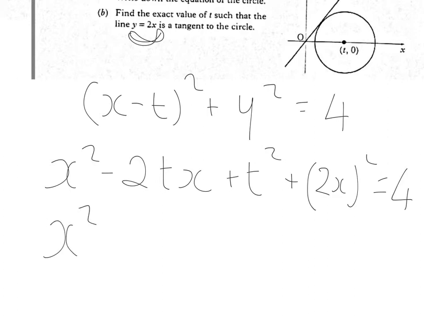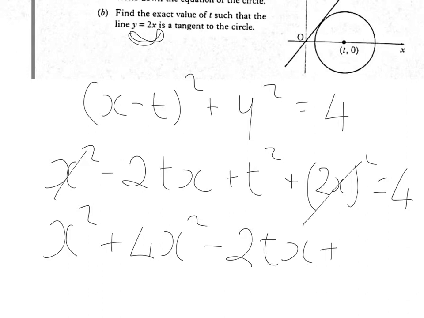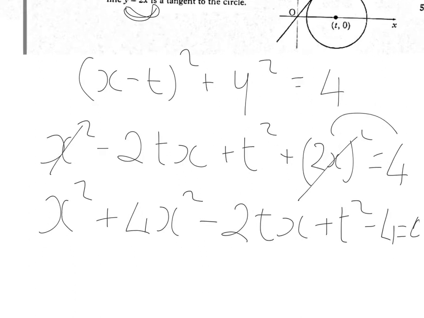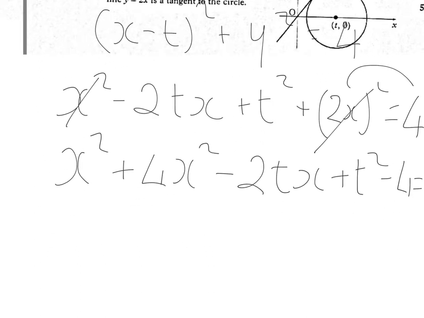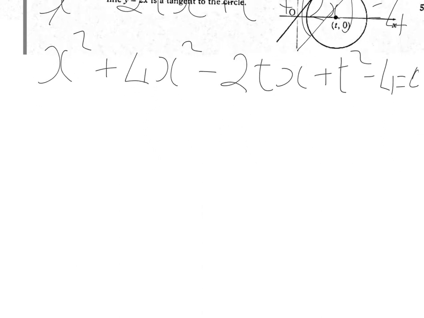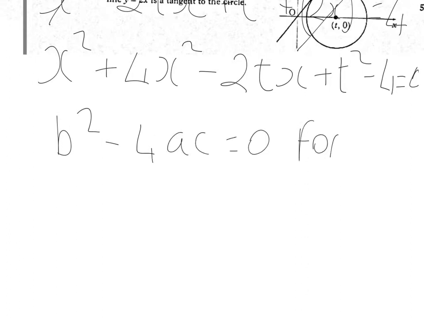So x squared plus 2x all squared is 4x squared minus 2tx plus t squared, bring 4 over, minus 4, and that's equal to 0. Now, I know that tangency exists, and I'm looking to find the value of t, which is a positive result. So if tangency exists, I would be communicating to the examiner that I know that that means b squared minus 4ac equals 0 for tangency.